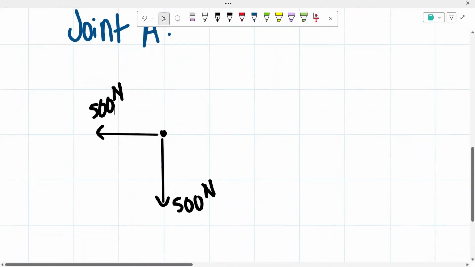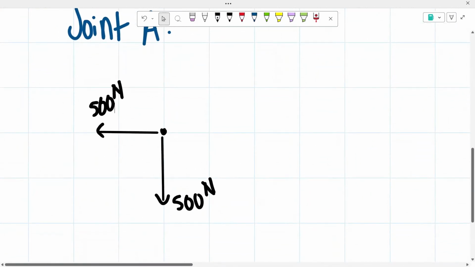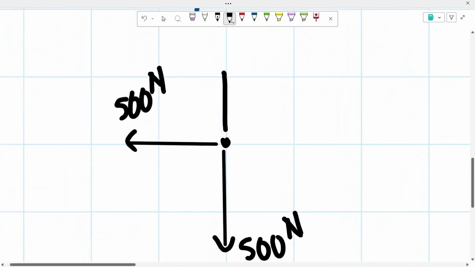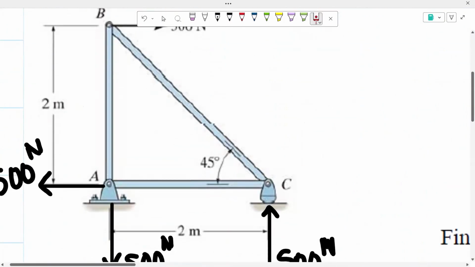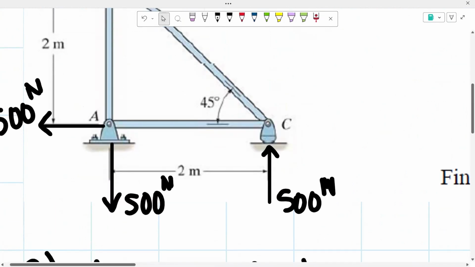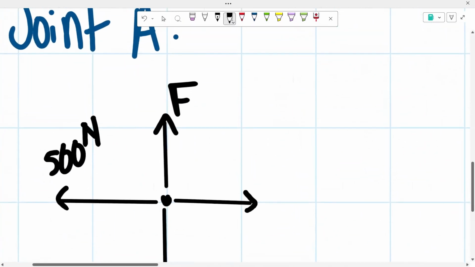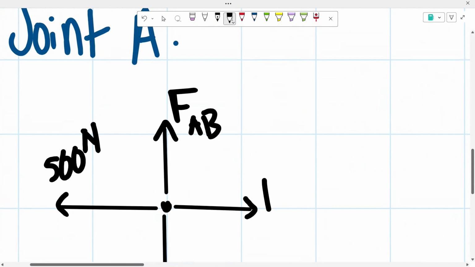I always like to assume that our forces are going to be in tension. So that's just what I'm going to start off with. I'm going to assume that they're going to be in tension. This vertical one, since this bar is going from A to B, I'm going to call it force AB. And this one, I'm going to call it force AC. So force AB, this is force AC.